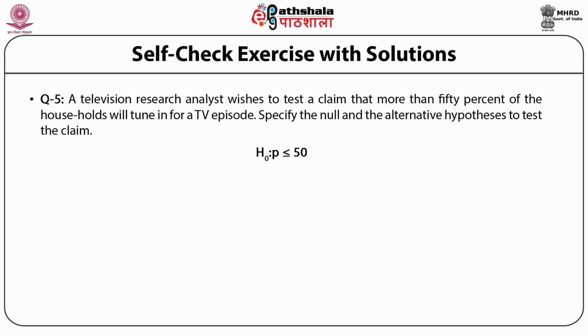Since the values given to us are in the form of percentage, that is a proportion, we are replacing mu by the word p. And we have also seen that if the null hypothesis is less than or equal to, then the alternative hypothesis will be greater than, where p signifies the population proportion.